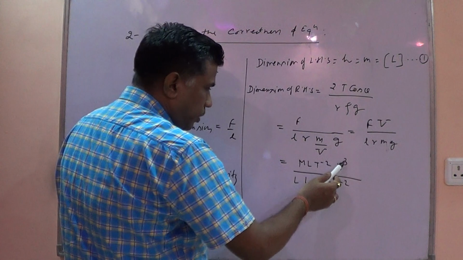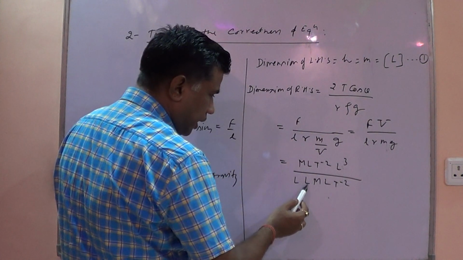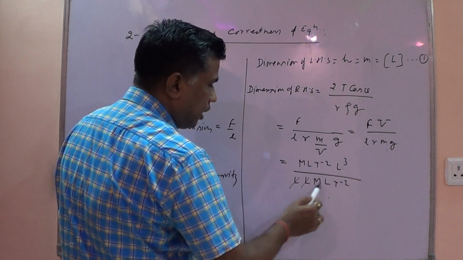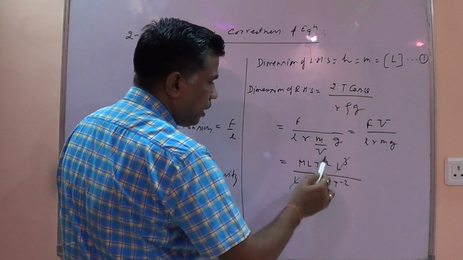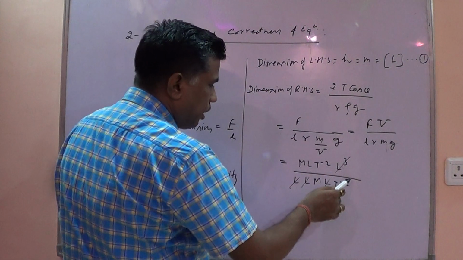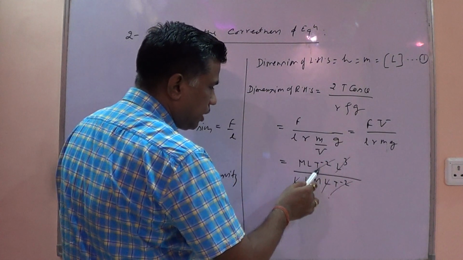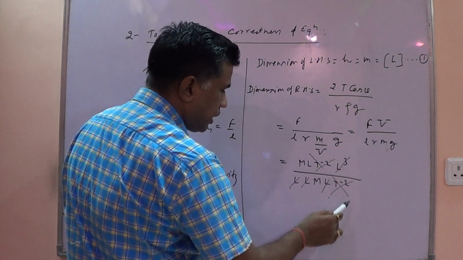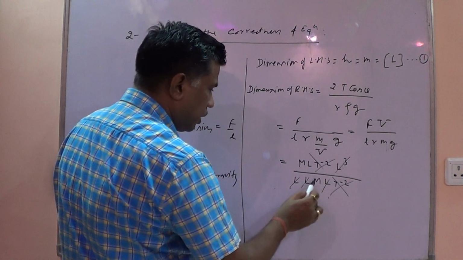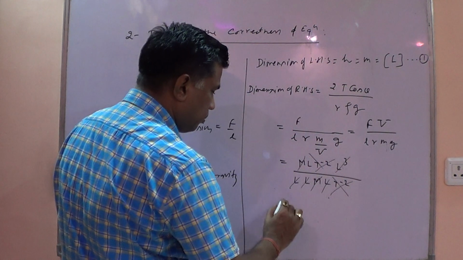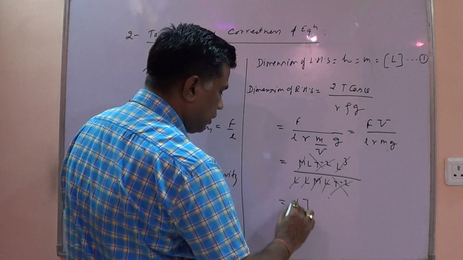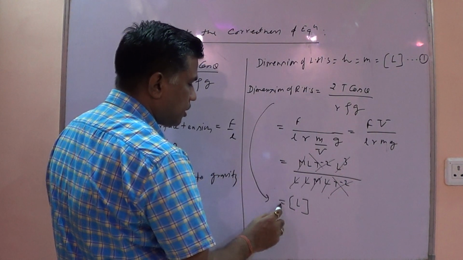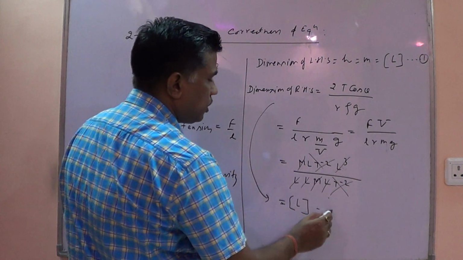Student, this L power 3. This L is also again L power 3. So these 3L will be cancelled by L power 3. Now T power minus 2 is also cancelled by T to power minus 2. So this whole T power minus 2 is cancelled. M is also cancelled by M. So only L will remain. So student, this dimension of RHS is again L. Suppose this is equation number 2.